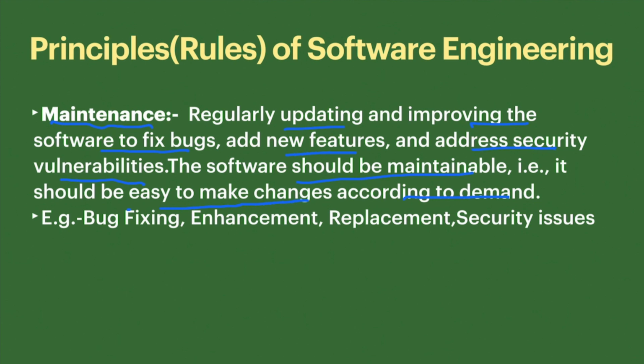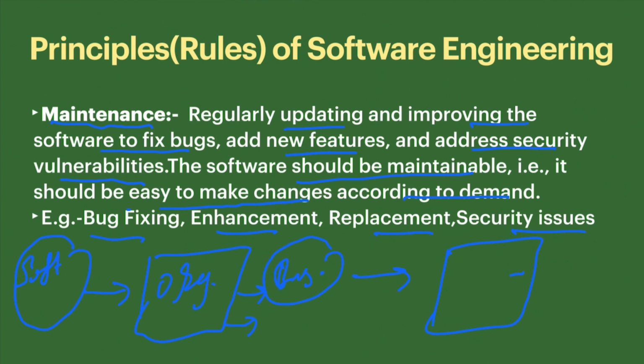So in software engineering, maintenance is required for bug fixing, enhancement, replacement, and security issues. Suppose a software organization launches a software in the market for another organization. Suppose this organization faces some issues after some time, so we need bug fixing. The bug will be fixed by the same software company, or it can be another company, but mainly the organization will prefer the same software company where the software was developed.